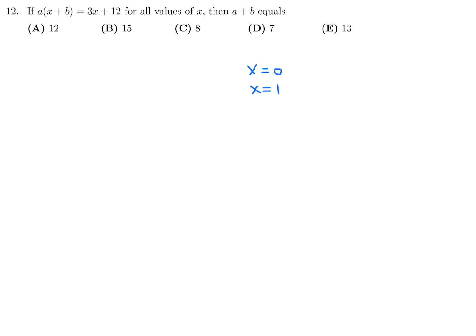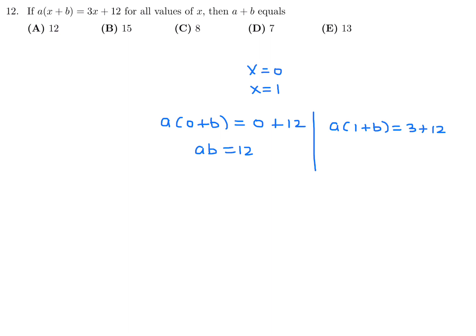Let's see what happens. So when x is 0, I get A times 0 plus B is equal to 0 plus 12. So that means B is equal to 12. Okay? Now let's substitute x equals 1 into that equation right here. And when I do, I get A times 1 plus B is equal to 3 plus 12. And that means I've got A plus B is equal to 15. Well, B is 12, so that means A plus 12 is 15, and therefore A is 3.